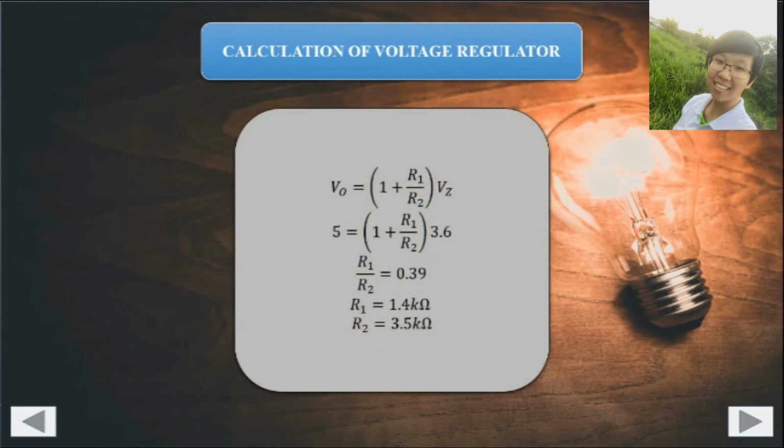This is the calculation for the voltage regulator. VR equals 1 plus R1 per R2 times Vz. Vz is the Zener voltage, 3.6 volt, and the required output is 5 volt. After calculating, we get the values of R1 and R2 as 1.4 kilo ohm and 3.5 kilo ohm.